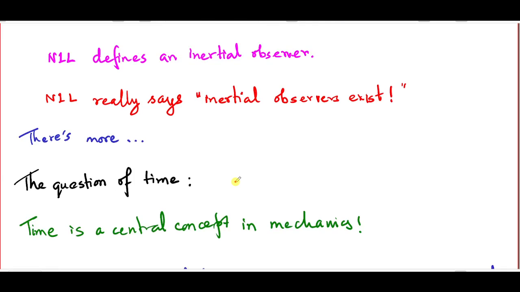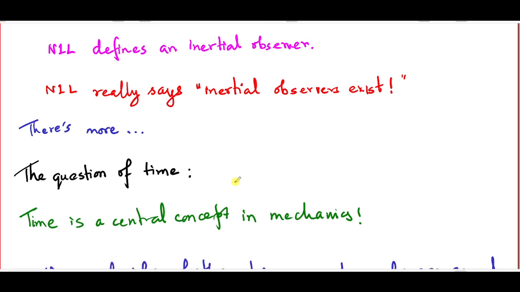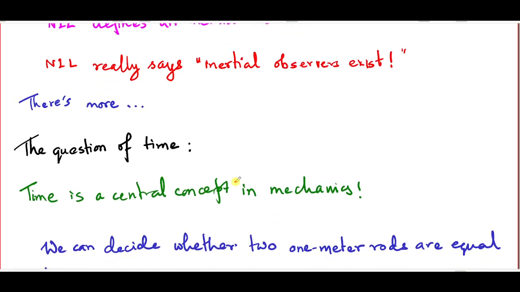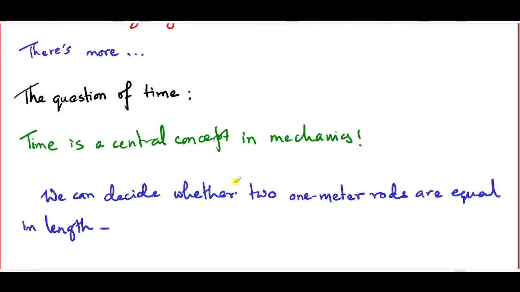Time, of course, is central in mechanics. When you say things like velocity, acceleration, and so on, these are rates at which position vectors change with time, or the rates of change change with time. So without time, we cannot talk about mechanics. But the important point is, how do we measure time?